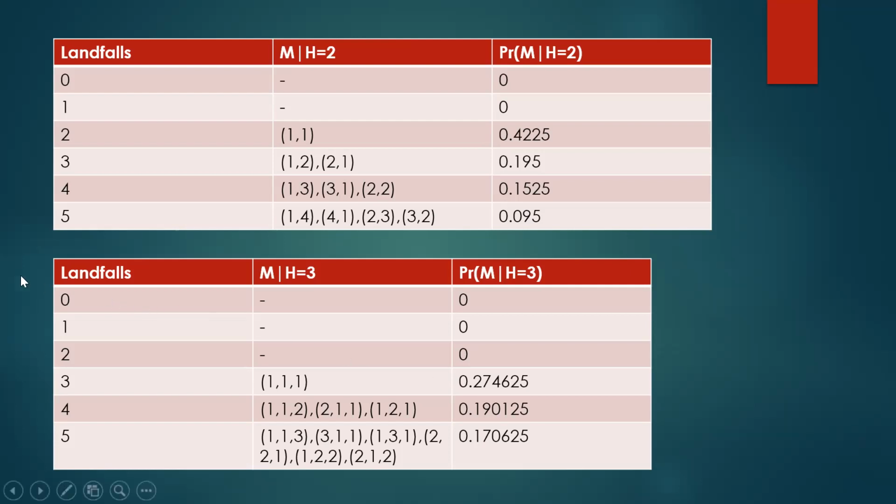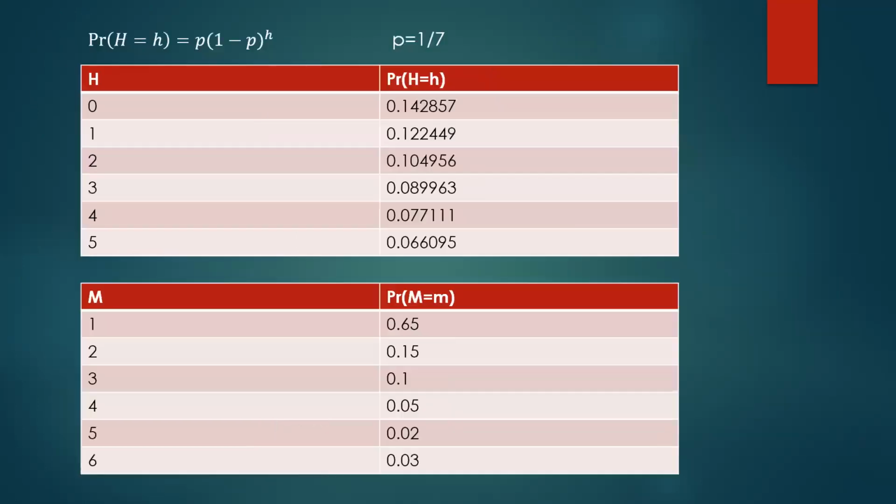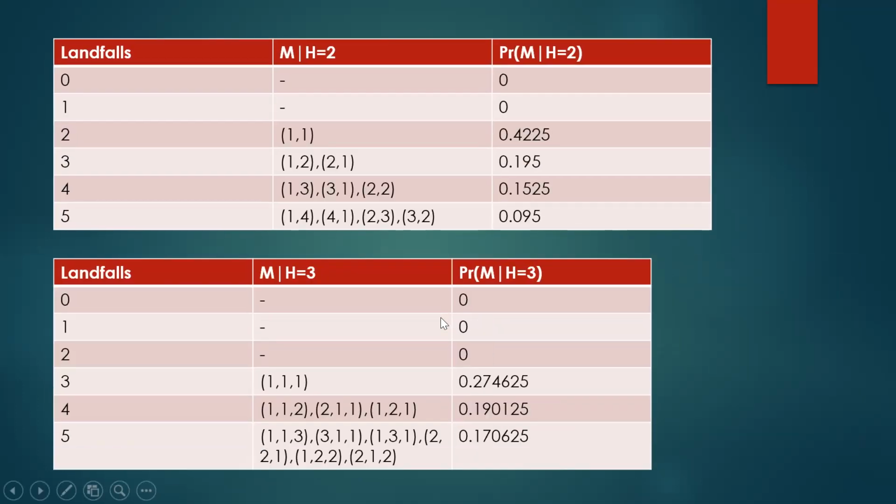In this case, when we have two hurricanes, we can have two landfalls, which is one hurricane resulting in one landfall and another hurricane resulting in one landfall. So this overall is two. So how do we calculate the probability of it? As you can see, it is 1 and 1. So we use 0.65, which is the probability of M equal to 1, to the power 2, because we have 2 times. So 0.65 times 0.65 is 0.4225.